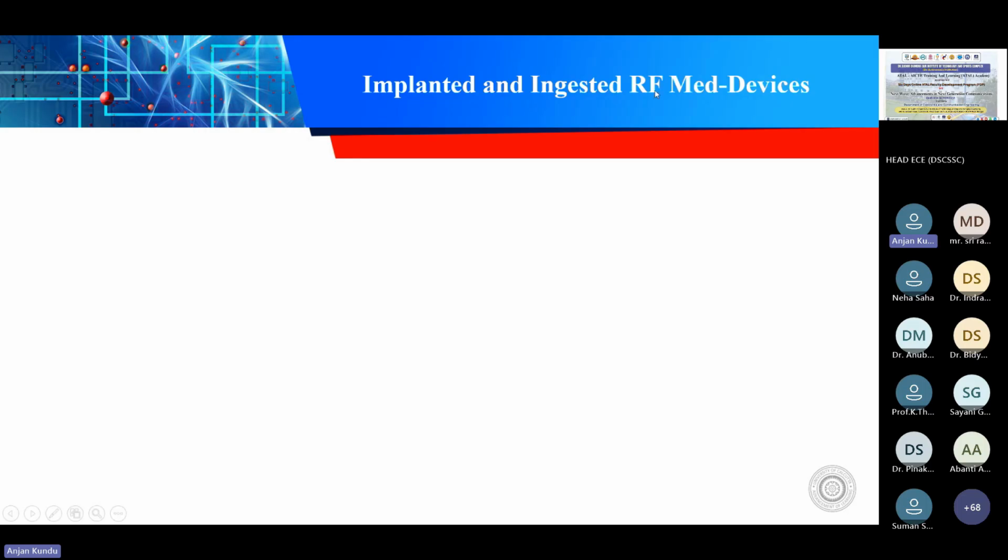I'm talking about all of these wirelessly. Now comes the implanted or ingested RF, that is, in-body communication.